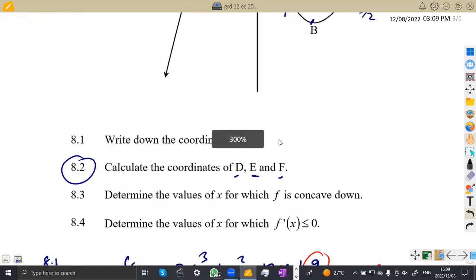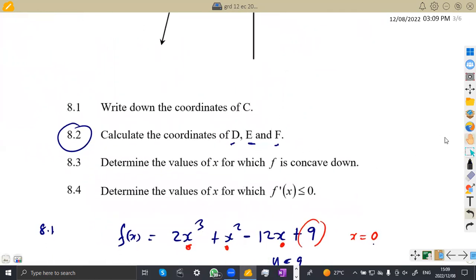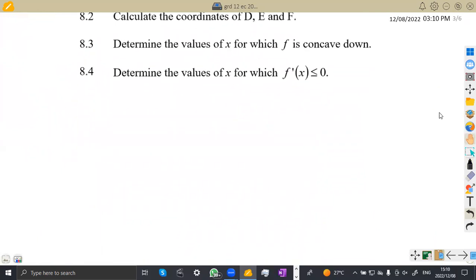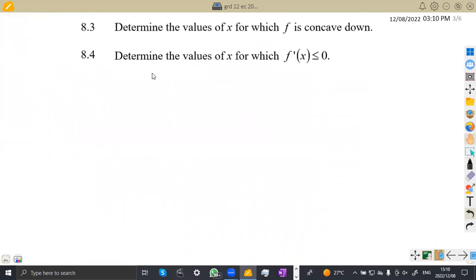We are given: determine the values of x for which f of x is concave down. Whenever we are dealing with concavity, whether concave down or concave up, we are supposed to work with the second derivative. Sorry for that, it's the second derivative. If it is concave down, the second derivative should be less than 0. By doing this, we have formulated an inequality that we are supposed to solve.